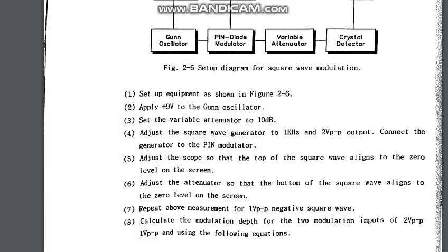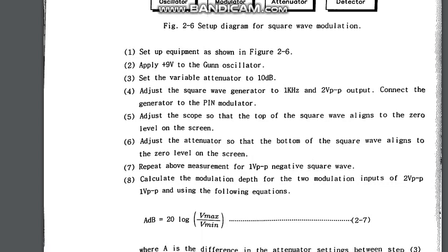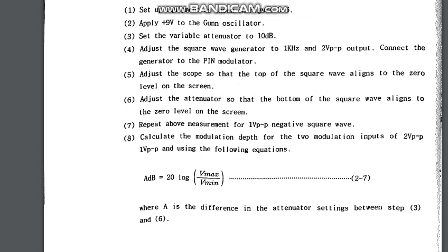After adjusting the square wave generator, we have to adjust the scope so that the top of the square wave aligns to the zero level on the screen. That means we have to adjust the scope and adjust the attenuator so that the bottom of the square wave aligns to the zero level on the screen. Repeat the above measurements for 1 volt peak to peak. That means we repeat the assessment from 2 volt to 1 volt square wave, and calculate the modulation depth of the two modulation inputs, 2 volt peak to peak and 1 volt peak to peak, using the following equation.